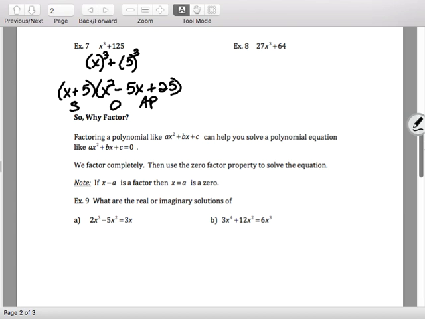Okay, let's do another one. And then after example 8, that's as far as I'm getting in the notes today. Then we're going to do marker boards, and we're going to do like 10 of them just to make sure we've got it. All right, example 8. I have 27x cubed plus 64. So what cubed is 27x cubed? 3x, nice. Okay, 3x. What cubed is 64?